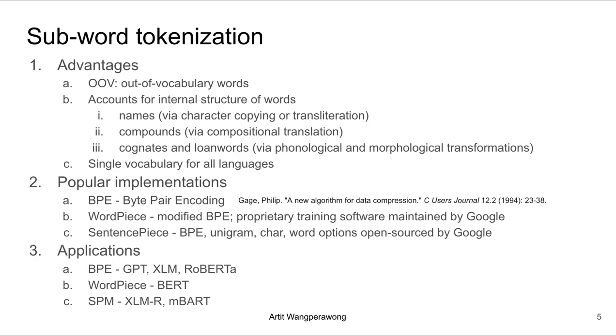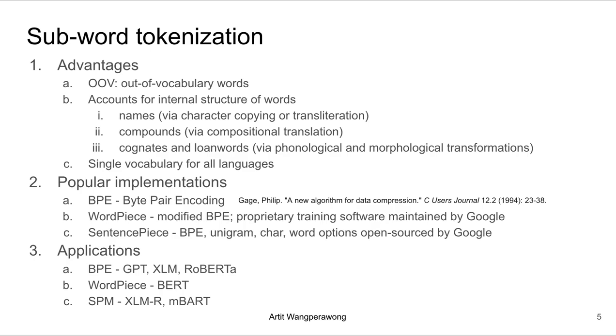And next, subword tokenization accounts for the internal structure of words, and this is what we covered earlier: names, compounds, cognates, and loanwords. And finally, it allows for a single vocabulary for all languages. We don't have to do this, but it is advantageous for multilingual and cross-lingual pre-training models.